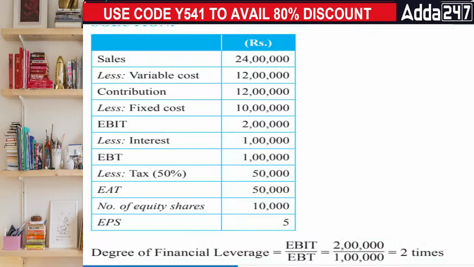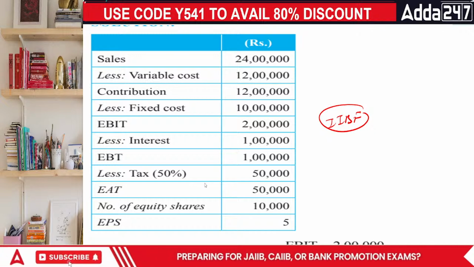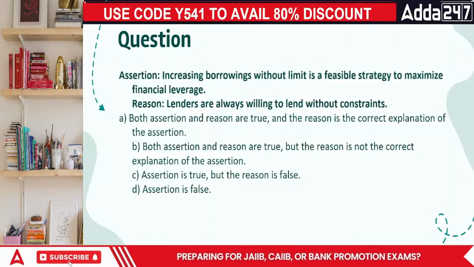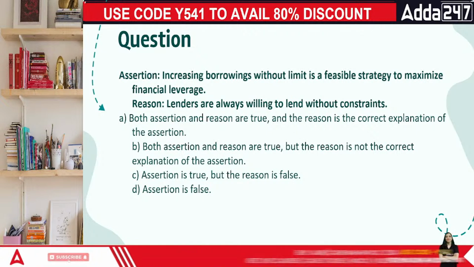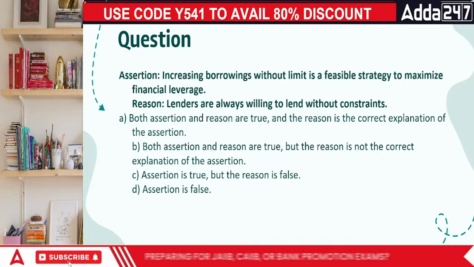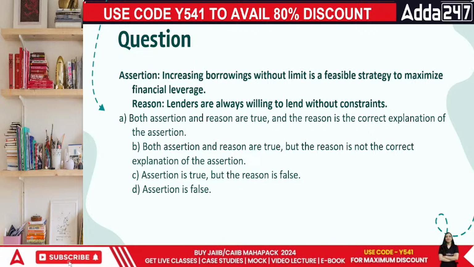Then everyone, moving on to the next question. This is a question from our IIBF book. This is one of the examples there. Is this visible? Okay, now moving on to the next question. Look at this question. In this case, they have given the assertion. Assertion is what? Increasing borrowings without limit is a feasible strategy to maximize the financial leverage. Lenders are always willing to lend without constraints.